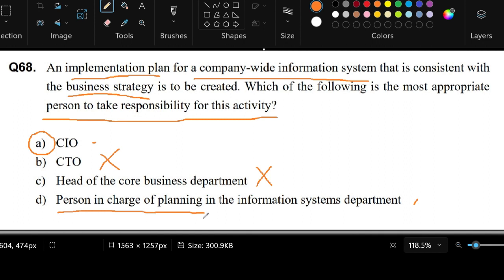And we need something that is going to be responsible for the implementation and not just about planning some kind of company-wide information system. And so a person who should be responsible for this activity would have some know-how of the information system and also has the plan to be able to implement the whole thing himself. And I think the Chief Information Officer is the most appropriate person to be responsible for this activity.